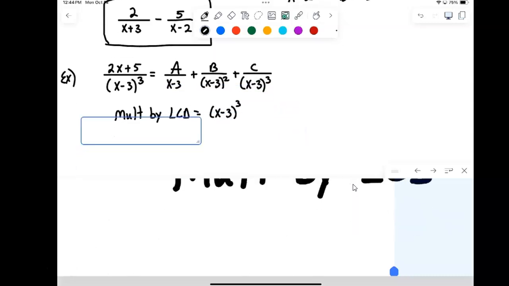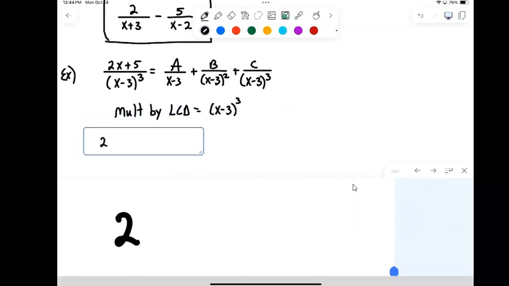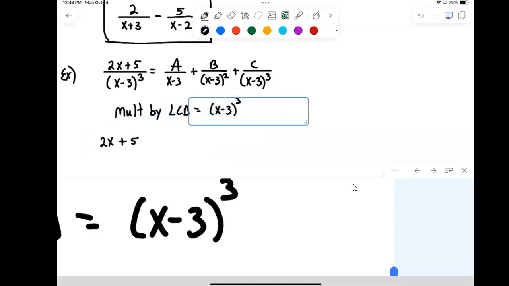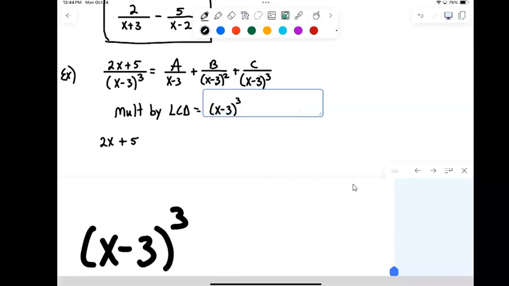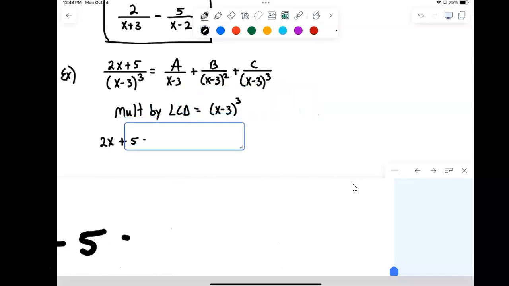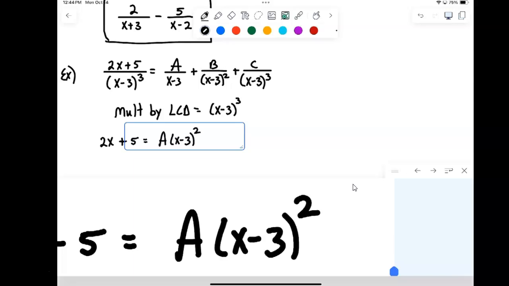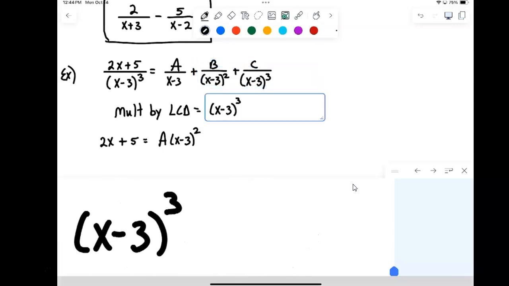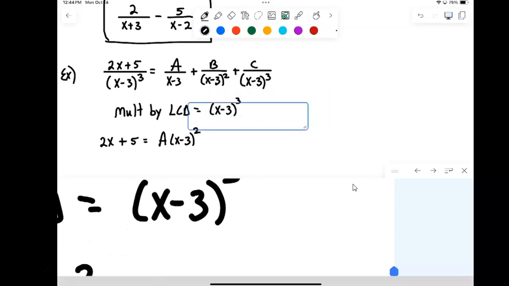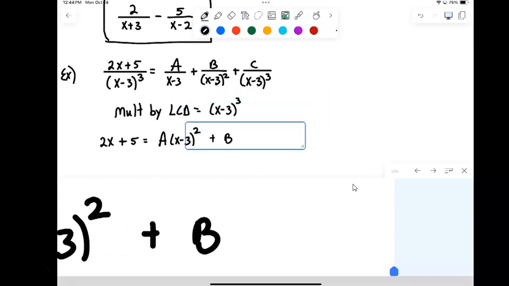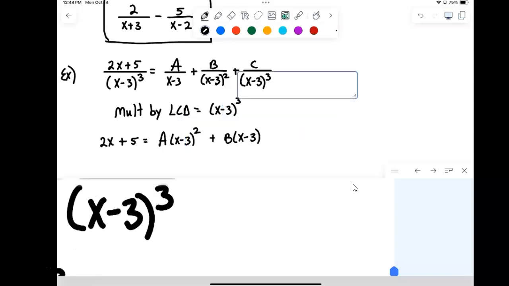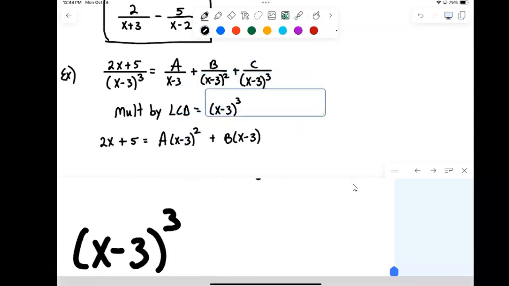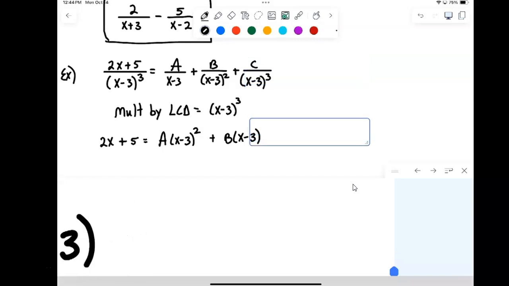Okay, so we multiply through on the left, we're just going to get our 2x + 5. On the right, (x − 3) will cancel with the (x − 3) cubed, leaving us with A times (x − 3) squared. Then we go to the B term. We say, well, the square will cancel with the cube to leave us with just an (x − 3) factor. And then finally, C and the (x − 3) cubed all cancel out, and we just have plus C.